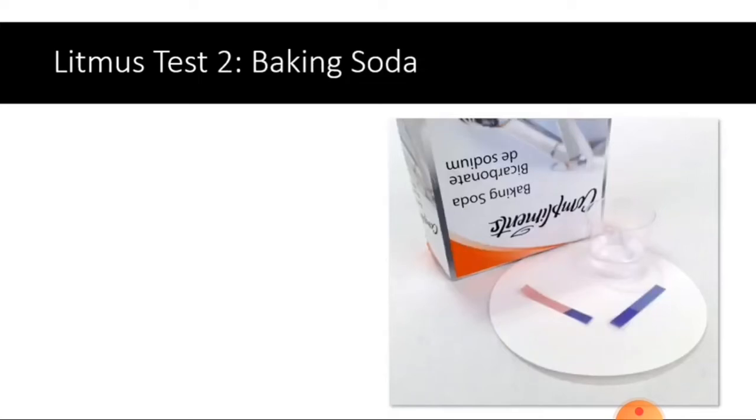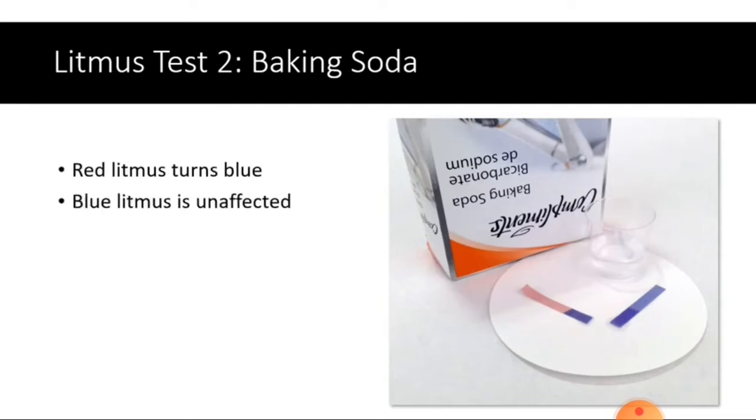If we dip both the litmus papers in a baking soda solution, then red litmus turns blue and blue litmus is unaffected. It remains blue as it is. So baking soda turns the litmus blue. So the nature of baking soda is basic.